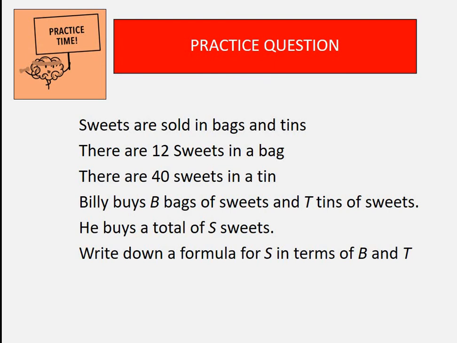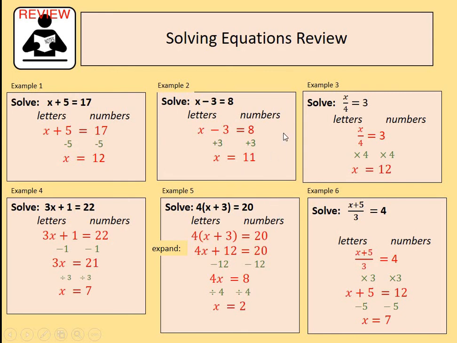So here was a very similar practice question. You had 12 sweets in a bag, and we were told that the bags of sweets were B, so that would have been 12B. And we had 40 sweets in a tin, and the tin was the letter T, so the total number of sweets, S, equals 12B plus 40T. Okay, we then looked at solving equations.